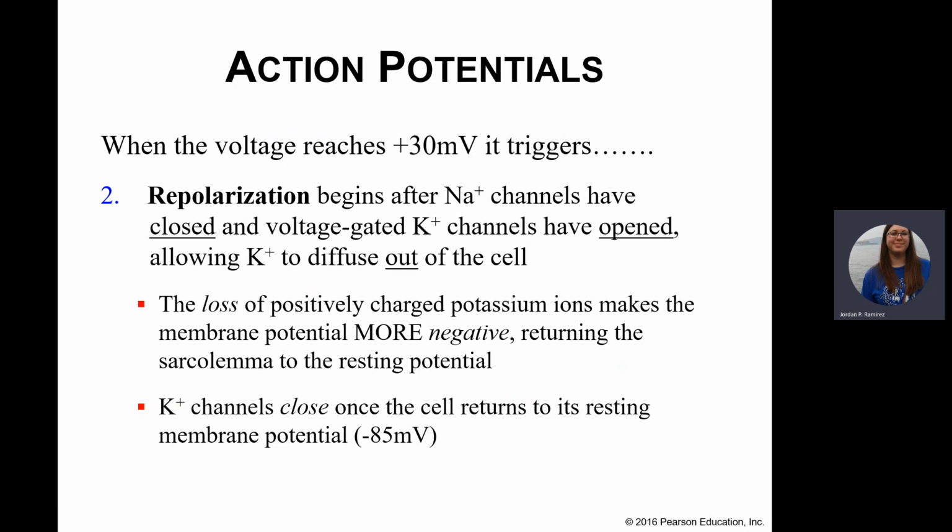So the loss of positively charged potassium ions makes the membrane potential more negative, returning the sarcolemma to that resting potential, negative 85 millivolts. The potassium channels will close once the cell returns to its resting membrane potential, negative 85 millivolts. And we're there to start the process all over again.